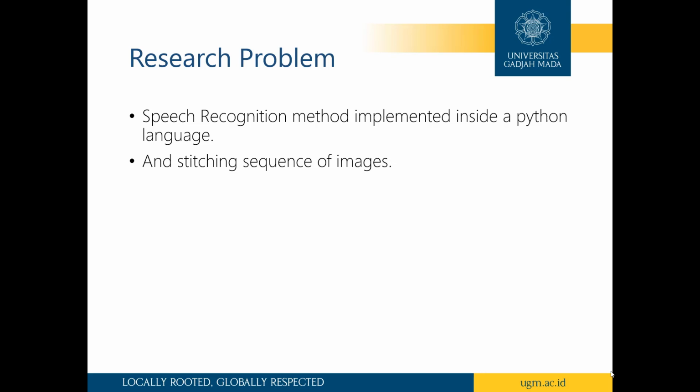In this research, we will be conducting on how speech recognition method is going to be implemented inside a Python language, and then it will be combined with sequences of images stitching method. So it will produce translated language from speaking language to a set of pictures about every word in sign language in the form of a mini video clip.